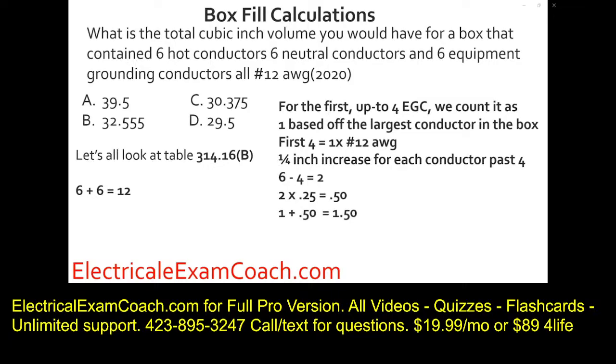Then we have our 1 original. Then we have 0.50 add-on, so that gives us 1.50 grounds. We need to take and add that back to the 12. So we take our 12 plus our 1.50. Then we multiply that by the individual volume for a number 12, which is 2.25, and we end up with 30.375.